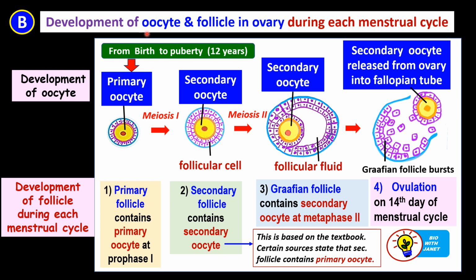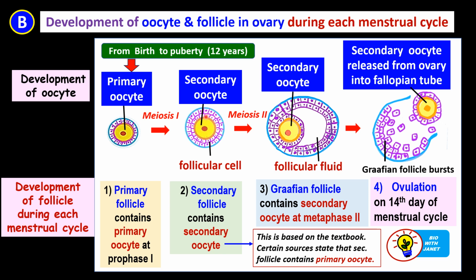Let us discuss the development of the oocyte and the three types of follicles in the ovary during each menstrual cycle. So we start with the development of the oocyte. From birth to puberty, a girl will have a lot of these primary oocytes that have stopped at the stage of prophase 1 of meiosis 1. But at the time of puberty, around 12 years old, the primary oocyte resumes meiosis 1 and completes it to form the secondary oocyte.